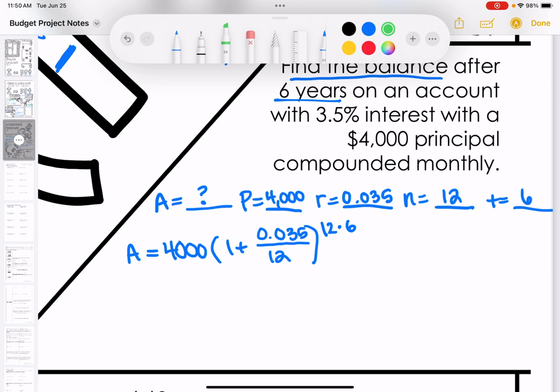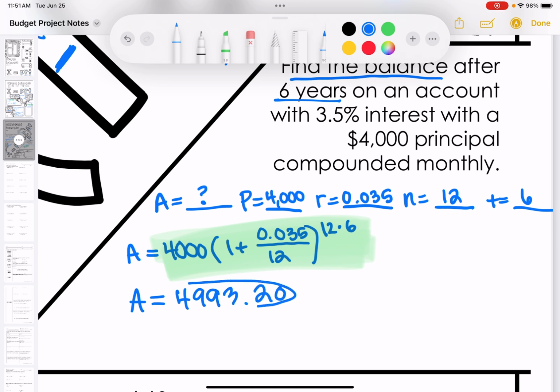So now I'm going to take my calculator and I'm going to type this in just like I see it, fraction and everything. And that's going to give me $4,993.20. So as you can see, okay, you can make money faster when you have a compound interest rather than a simple interest.